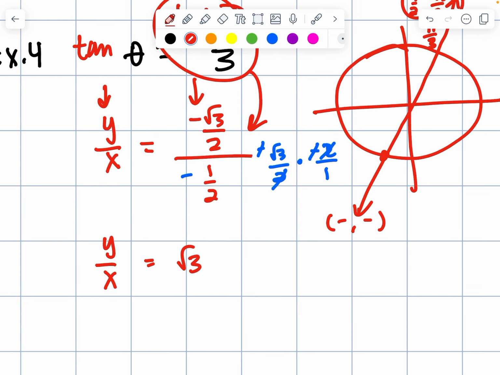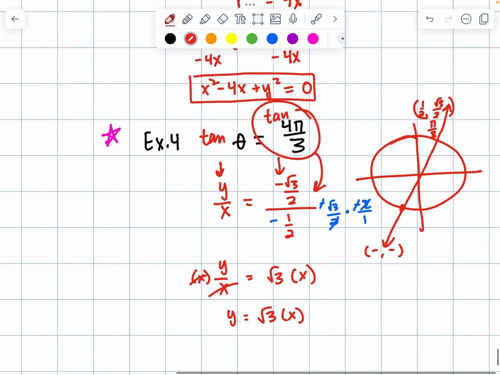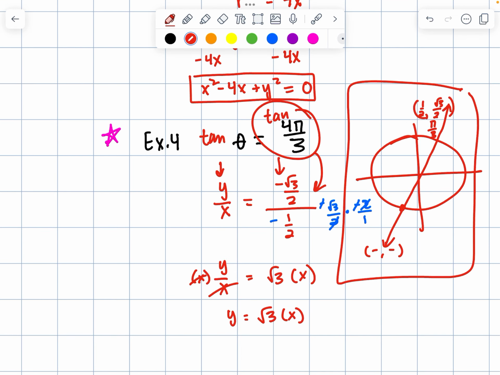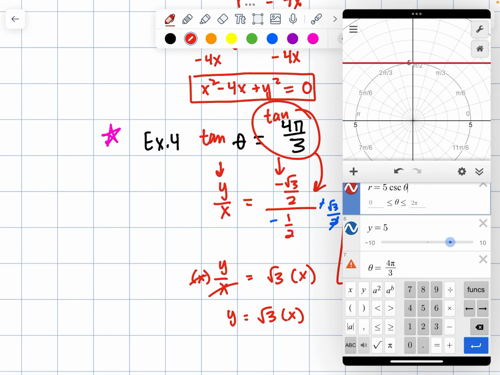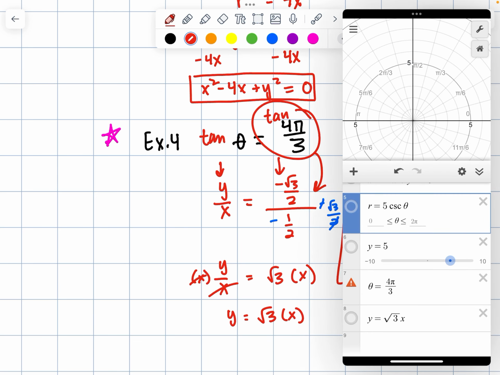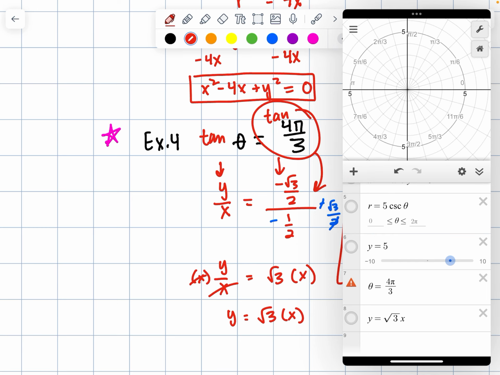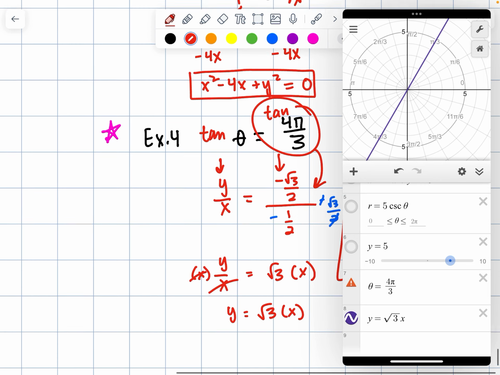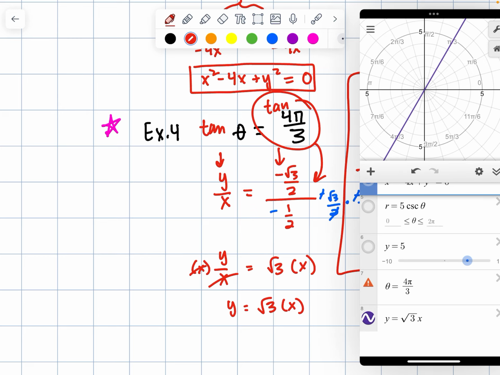Now, remember what I said about getting y by itself? If there are no squares, that's ideally what we want to do. So we're going to multiply both sides by x. The x's cancel. We get y is equal to root 3 times x. And we're going to see that this equation and this graph on the right will show up in our decimals. I'm going to take these red and blue equations out. You can see 4 pi over 3 does land in quadrant 3, right across from pi over 3 in quadrant 1. And once we do that, these two equations line up with each other.